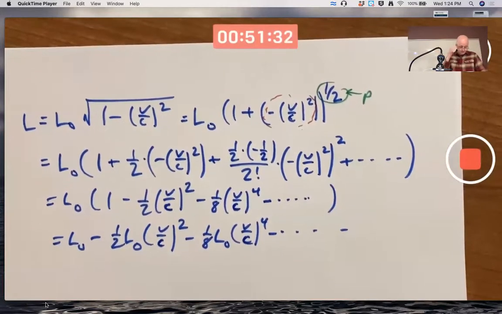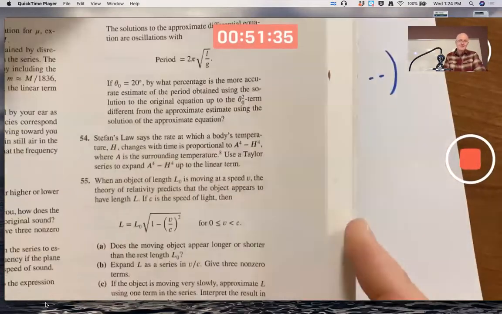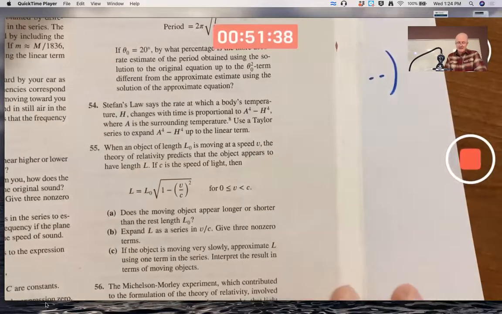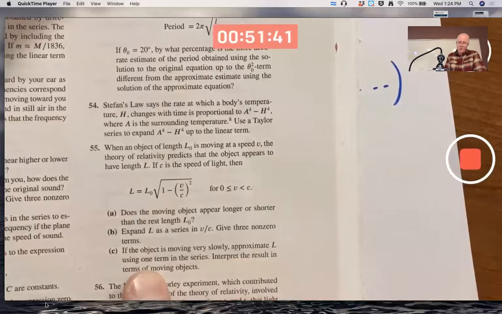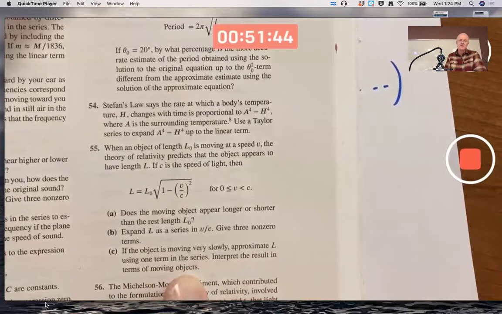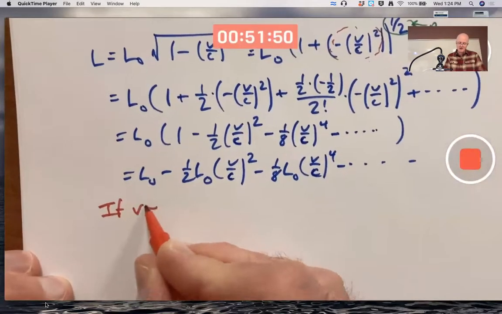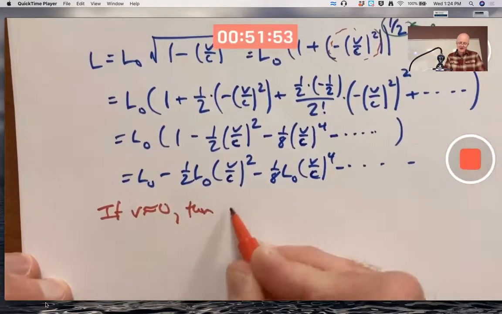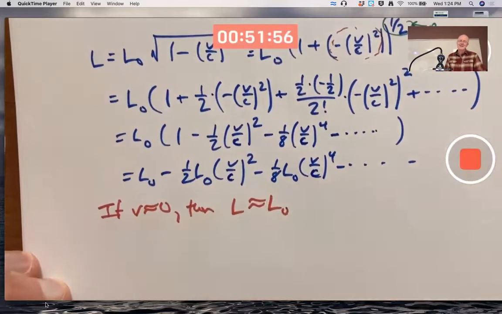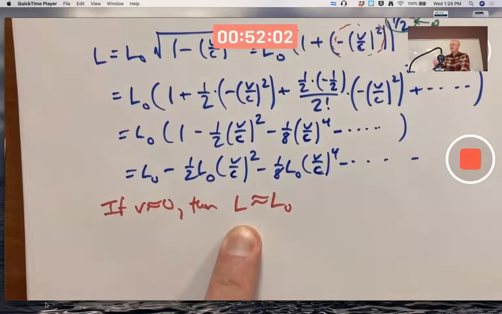So that's part B. Part C says, or C's a little silly, it feels. If the object's moving very slowly, approximate L using one term of the series. Interpret the result in terms of moving objects. If V is very small, approximately zero, then this equation says L is approximately L zero, which means if you're going slowly, there's not much difference between the length that you observe versus the length that an outside observer observes. I guess that's good to know, though you don't really need the series to have guessed that.